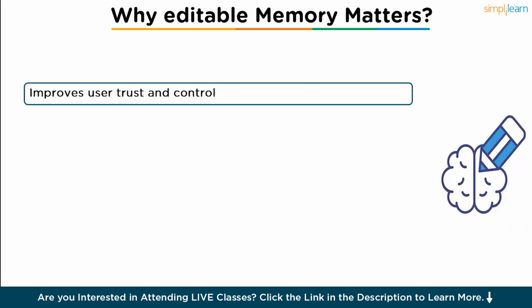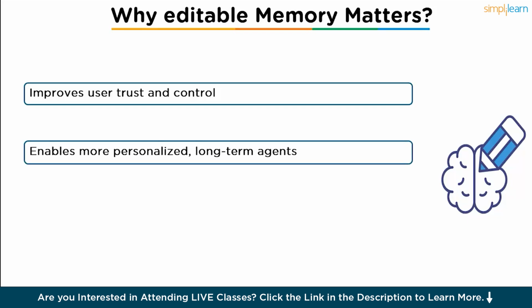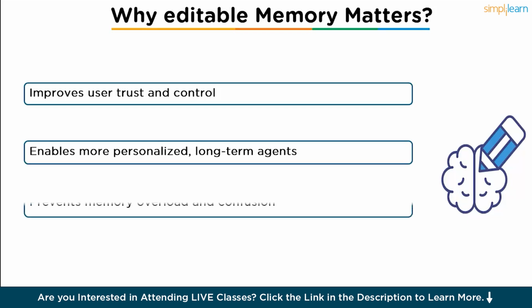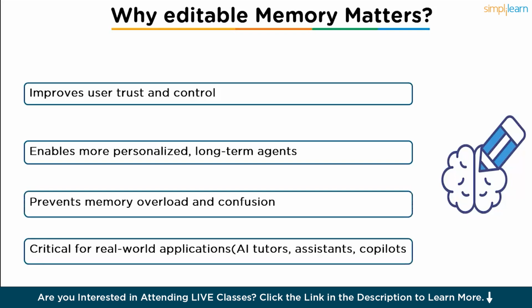Firstly, it improves user trust and control. And then it enables more personalized long-term agents. And then it prevents memory overload and confusion. It is critical for real-world applications such as AI tutors, assistants, and copilots.